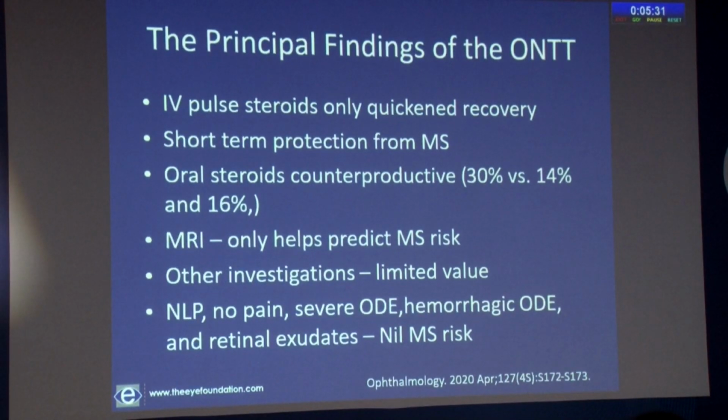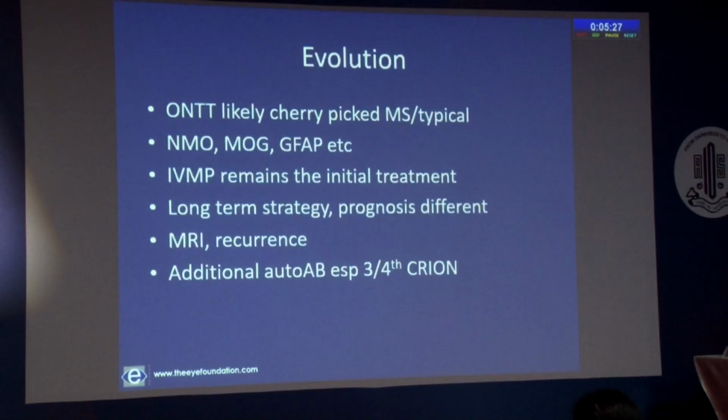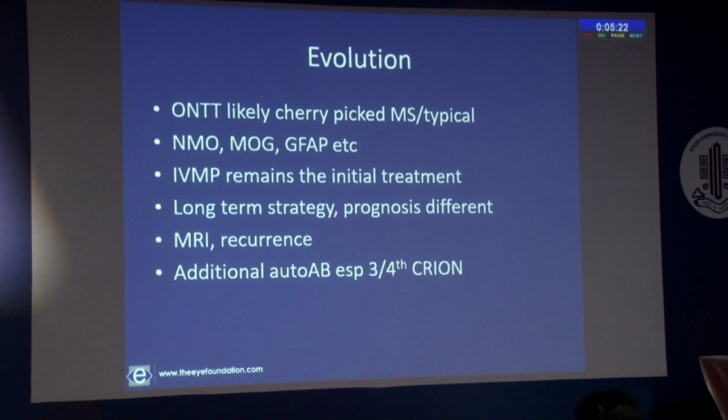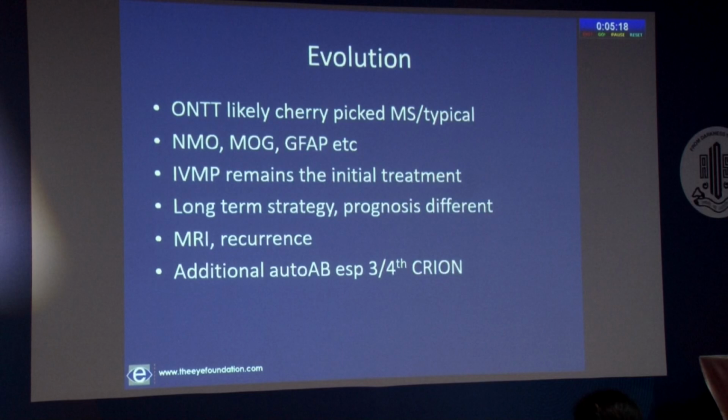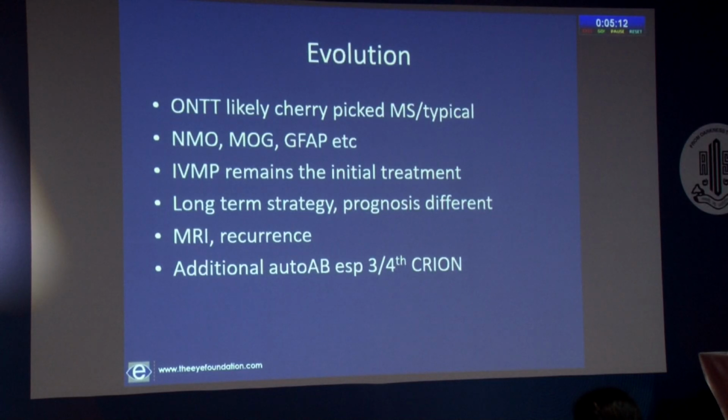But we must remember that the ONTT was done in a Caucasian population, much different from the Asian population, and there have been some changes. So ONTT likely cherry-picked MS in a population that did not have the other variants like NMO and MOG as common, because they did preserve sera from ONTT patients, and none of them tested positive for NMO. 4 of them tested positive for MOG. So IVMP still remains the initial treatment, but the long-term strategy and prognosis are different.